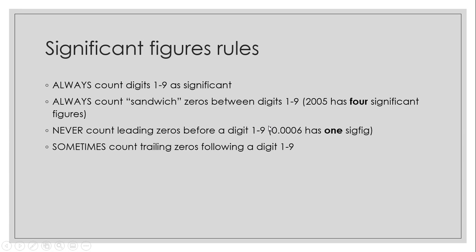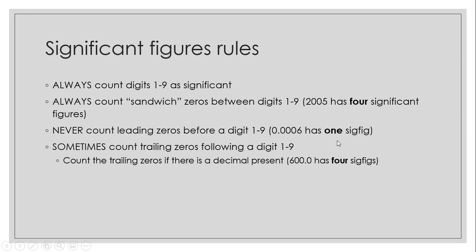Now this rule is the weirdest one. Sometimes we count trailing zeros following digits 1 through 9. Trailing being the opposite of leading, coming after this digit. So we will count trailing zeros if there is a decimal point present. So in this case, we have 600.0. Because this decimal is here, all of these trailing zeros are going to count as significant. This is 4 significant figures.